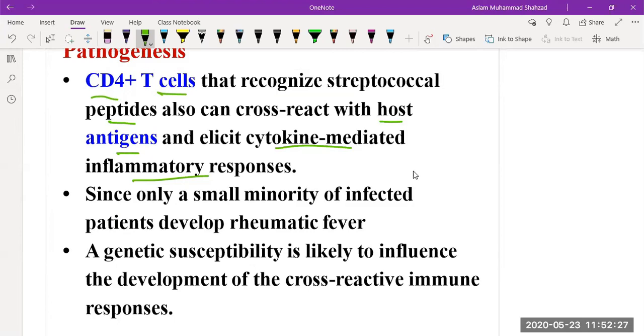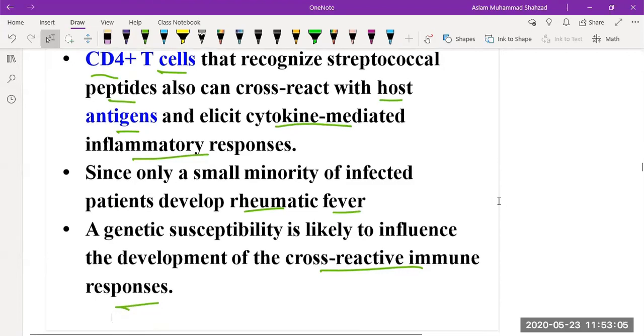Since only a small minority of the infected patients develop rheumatic fever, genetic susceptibility is likely to influence the development of the cross-reactive immune response as well, because some people have a cross-reactive immune response because of idiopathic reasons or autoimmune disorders, which are linked to genetic factors. So genetic susceptibility can also affect whether a person infected with streptococci or streptococcal-related inflammation gets worse, especially with genetic biomarkers.